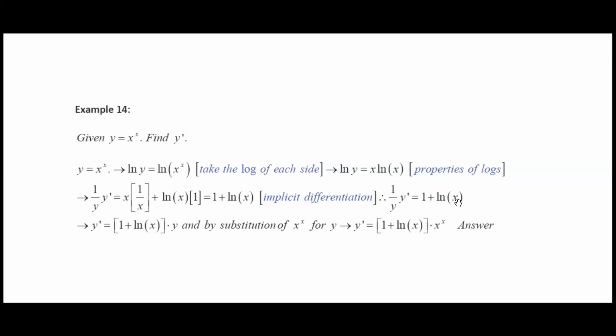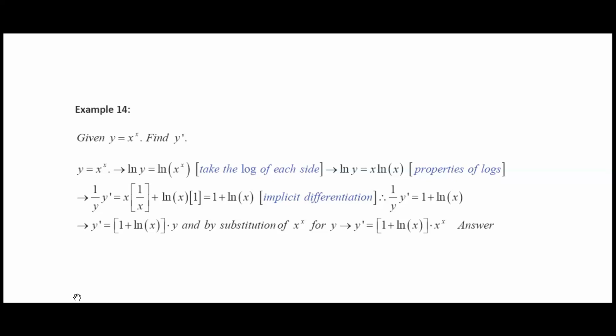What do I want? y prime. So let's multiply both sides of the equation by y. When I do, the y in the denominator vanishes, and I end up with a y here at the end. And now I'm one step from being through. What is y? y is x to the x. So let's rewrite this, and in the place of y, put x to the x, and I'm done with this particular problem.